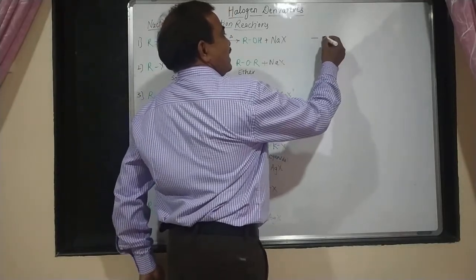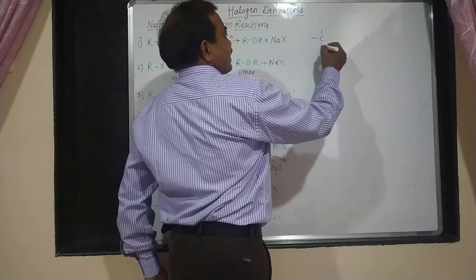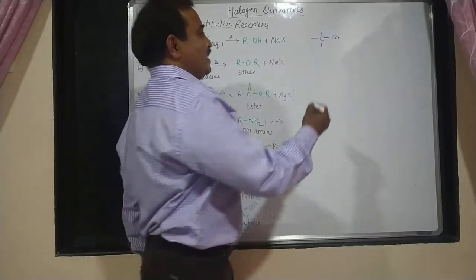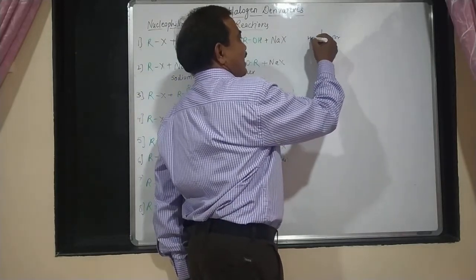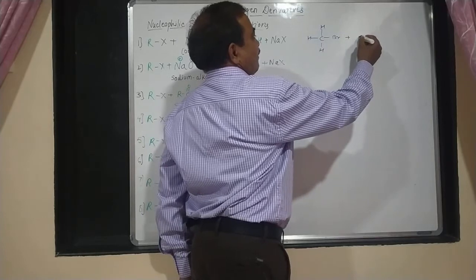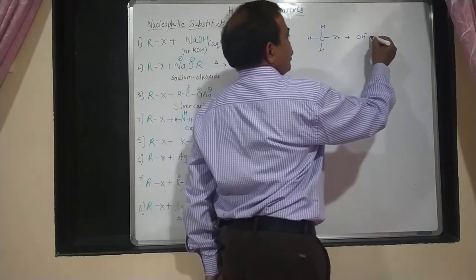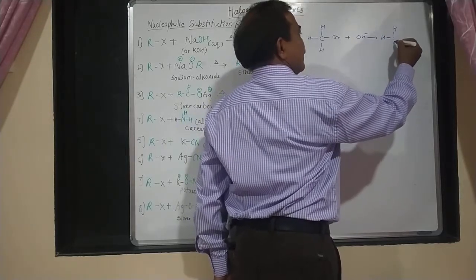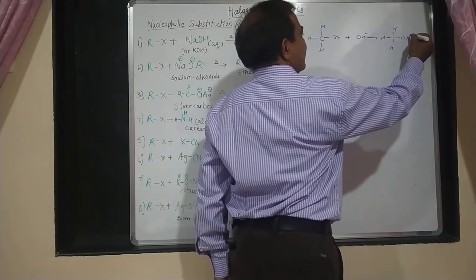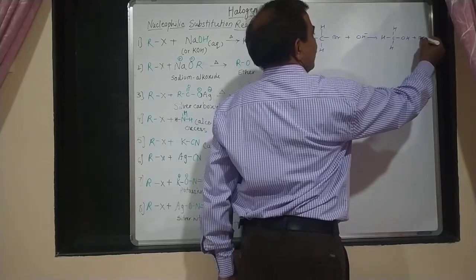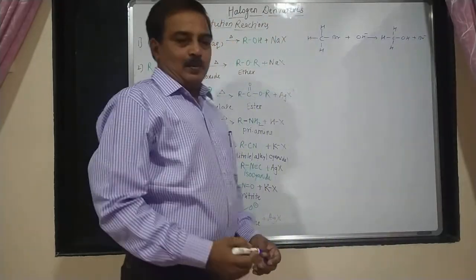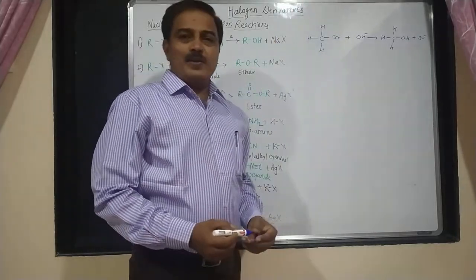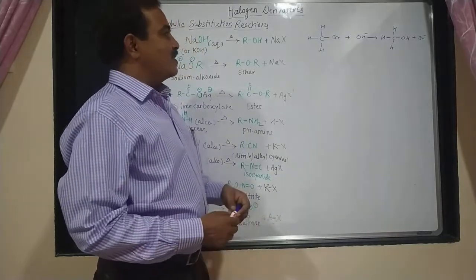Suppose we take an alkyl halide substrate, or we can take methyl bromide, and when OH minus approaches it, what happens? A substitution takes place. Why is this substitution called a nucleophilic substitution? Let us try to understand.